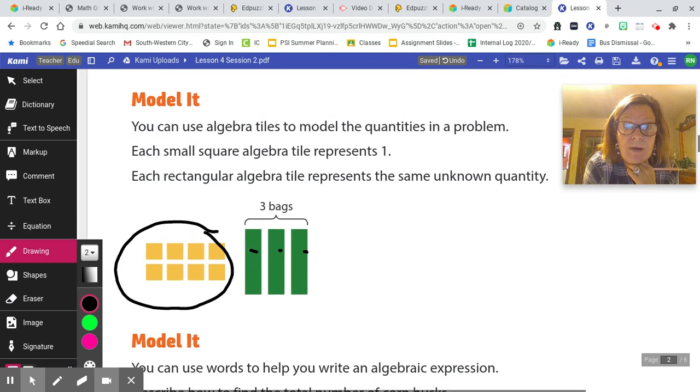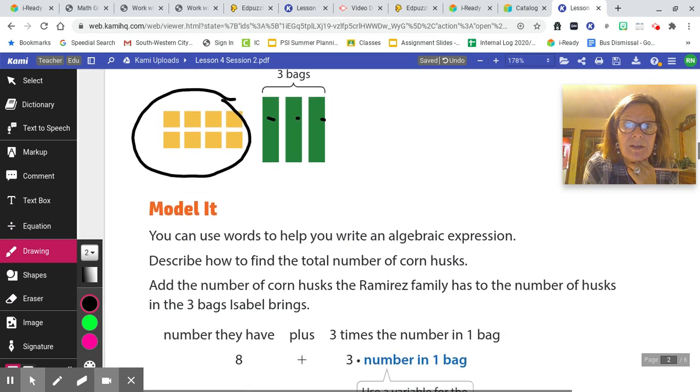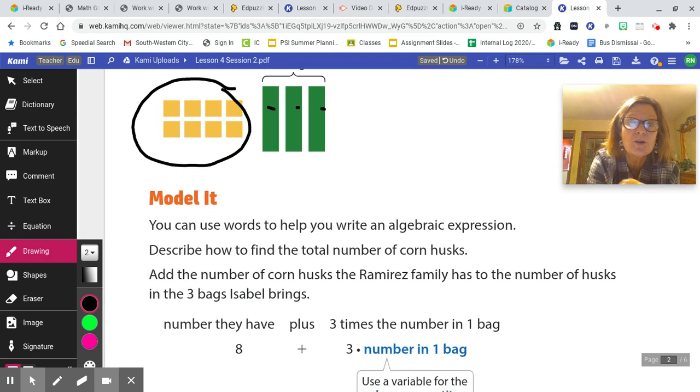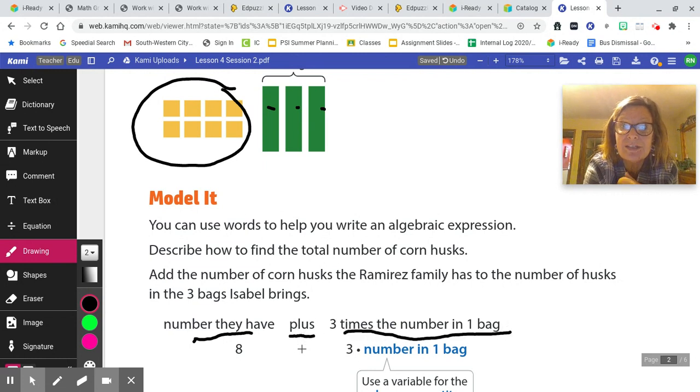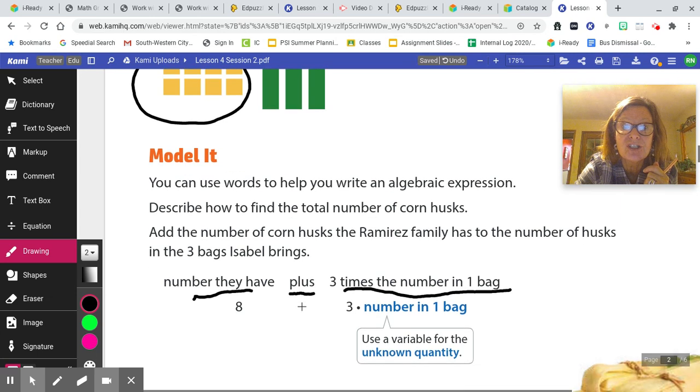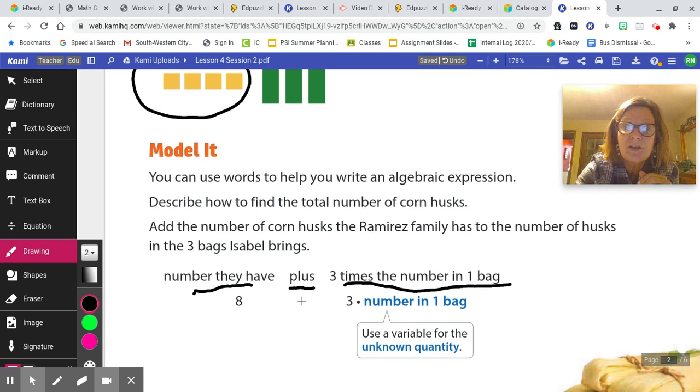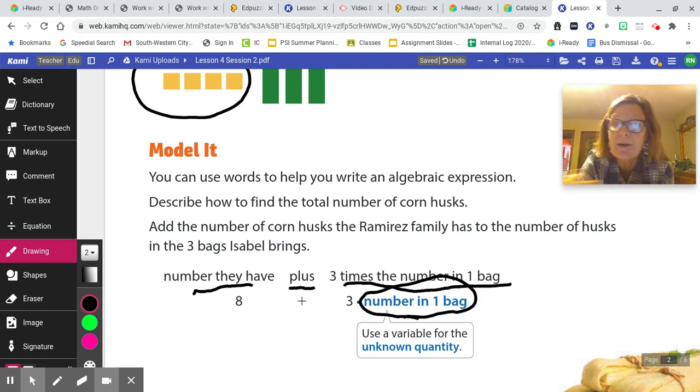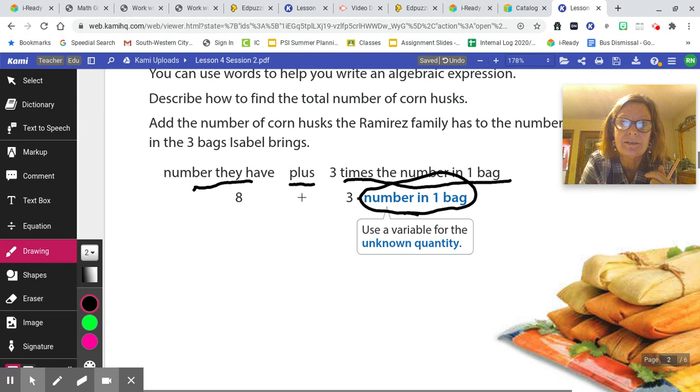I could also model it using words. So if I use the words, the number they have is 8 plus 3 times the number in each bag. So these are equivalent expressions. 8 plus 3 times the number in a bag. And that's where I put my variable because that's my unknown quantity.